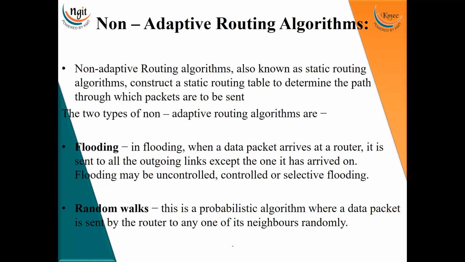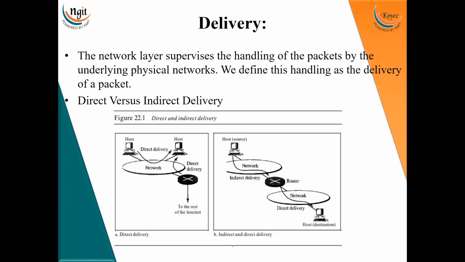Here we have two types of non-adaptive routing algorithms: one is flooding, another one is random. In flooding, what happens? When a data packet arrives at a router, it is sent to all the outgoing links except the one it has arrived on. Flooding may be uncontrolled, controlled, or selective flooding. And what is meant by random walks? It is a probabilistic algorithm where a data packet is sent by the router to any one of its neighbors at random.